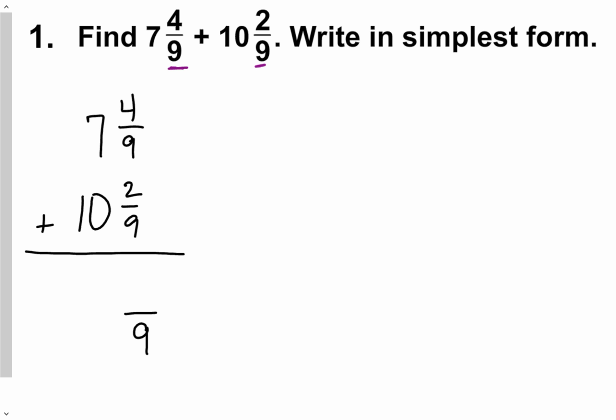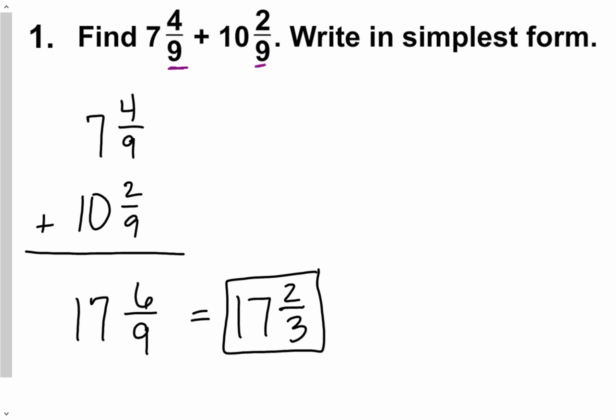Here we don't have to rename anything with the LCD because we have the common denominator 9. So 4 plus 2 is 6, and then 7 plus 10 is 17. And the last thing you want to do is make sure that it is in simplest form. 6 ninths can be simplified down to 2/3. So the answer is 17 and 2/3.